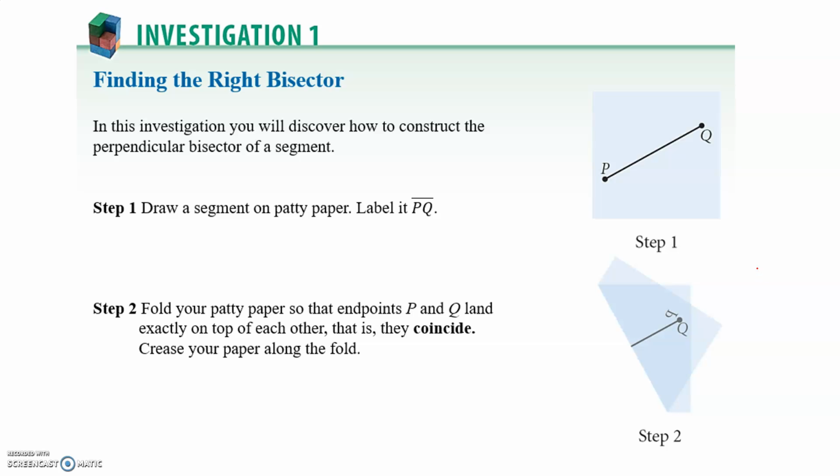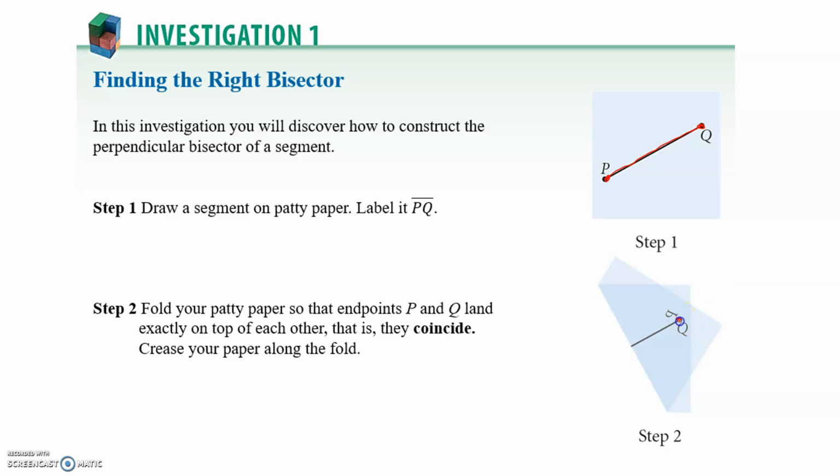So now we're going to discover how to construct that perpendicular bisector of a segment. And I'll just read along with this investigation. Step 1, draw a segment on patty paper, on your loose leaf paper. So just take a ruler, draw a segment PQ, label it P and Q. Fold your patty paper so that endpoints P and Q land exactly on top of each other.